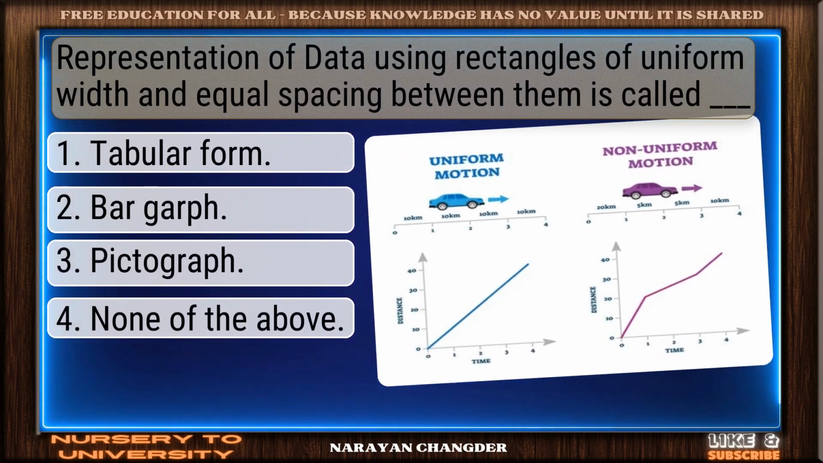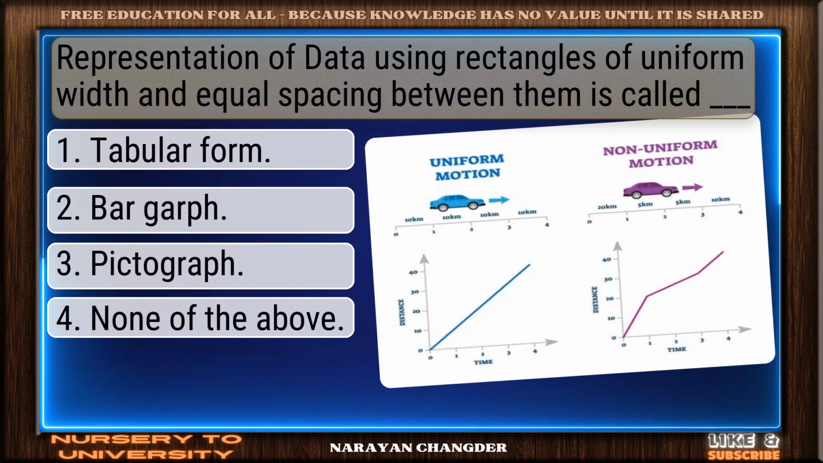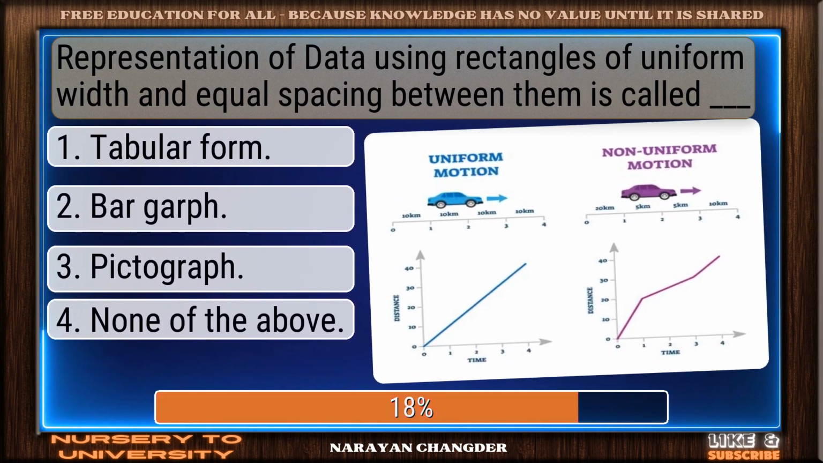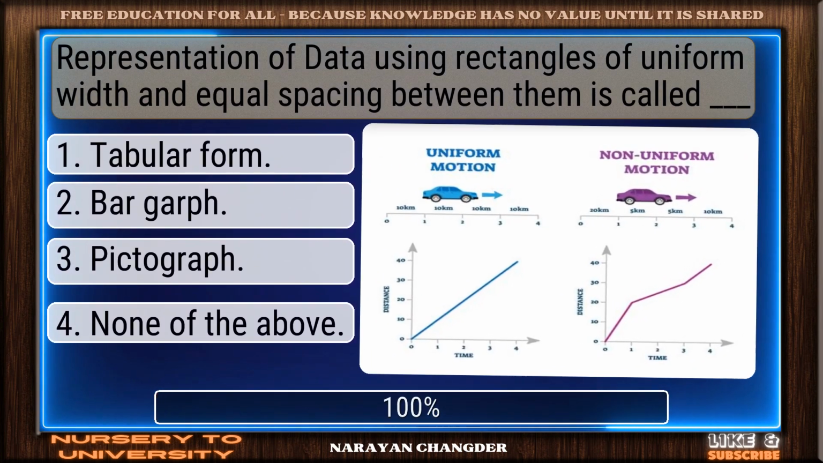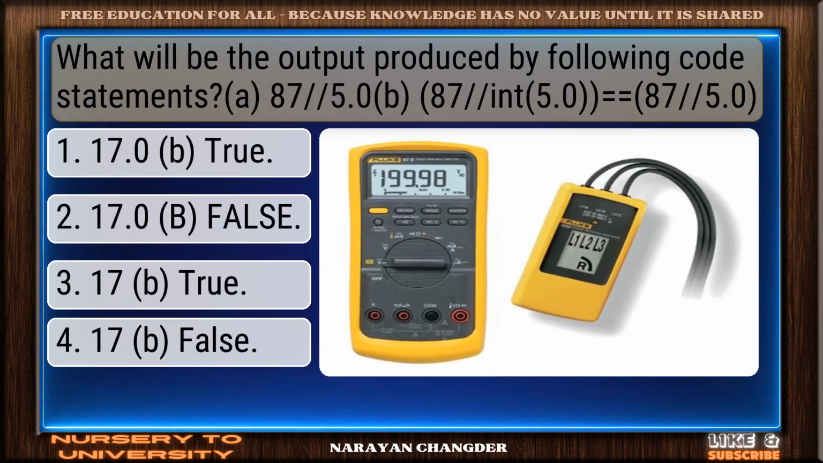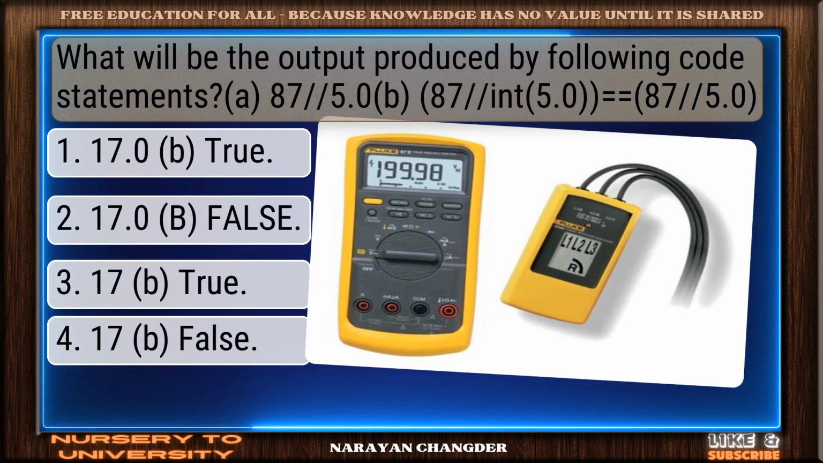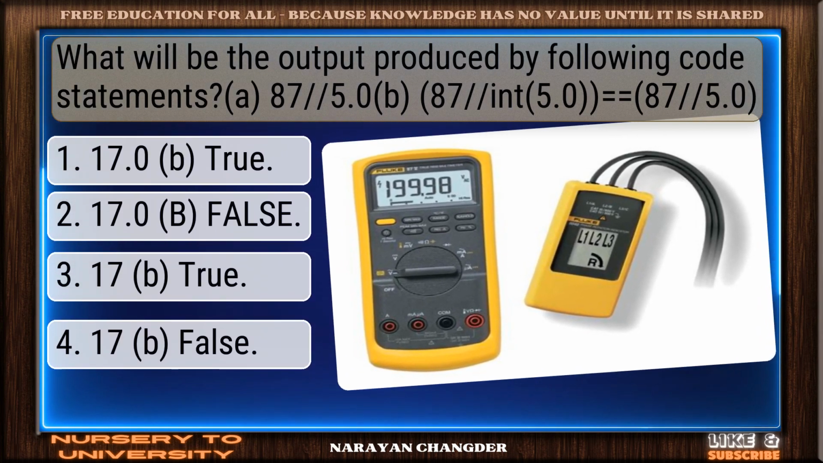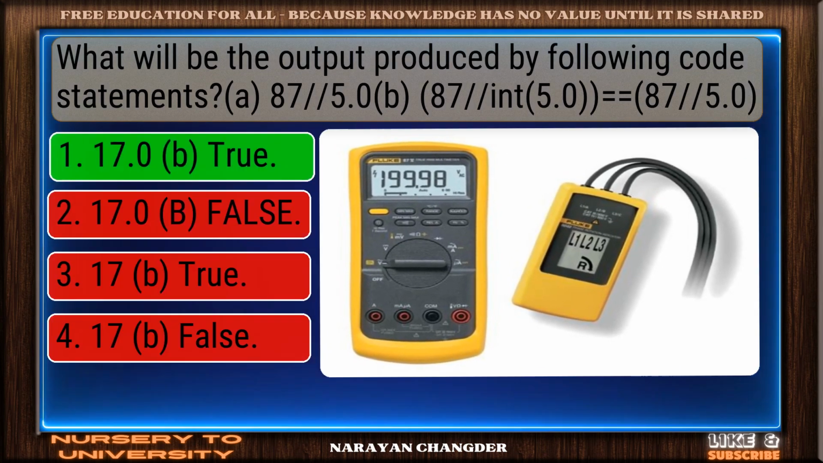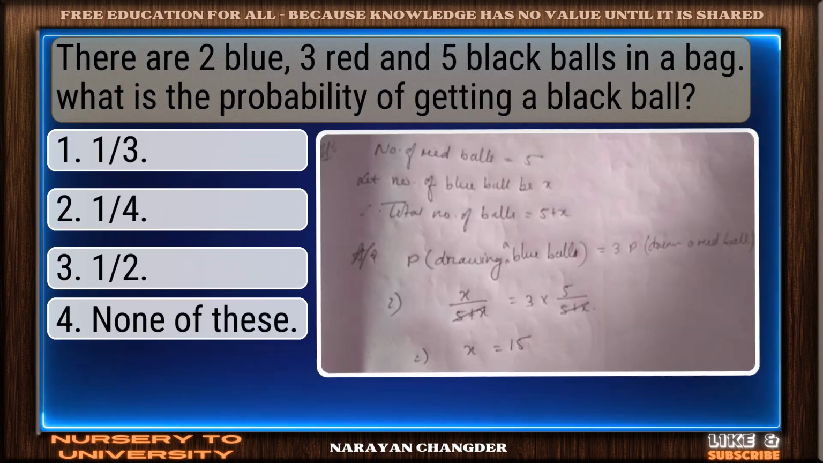Question number 1. Representation of data using rectangles of uniform width and equal spacing between them is called dash. Great job. Bar graph is the accurate answer. Question number 2. What will be the output produced by following code statements? 87 to 5.0 equal to. Right again. 1710 true is a valid answer.